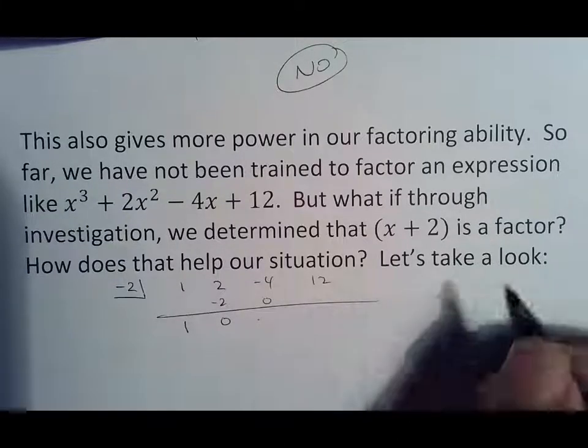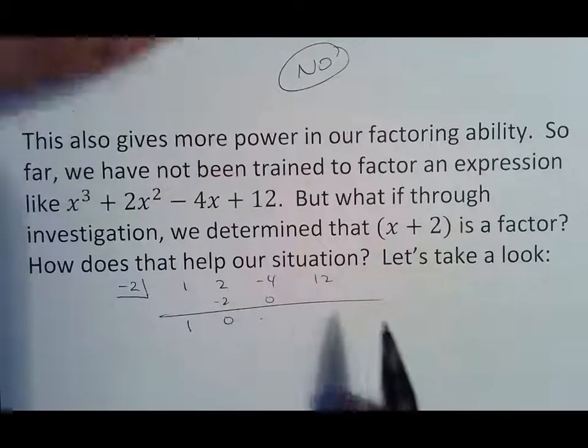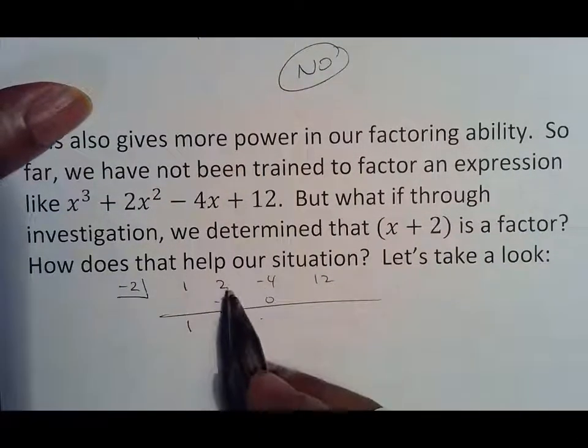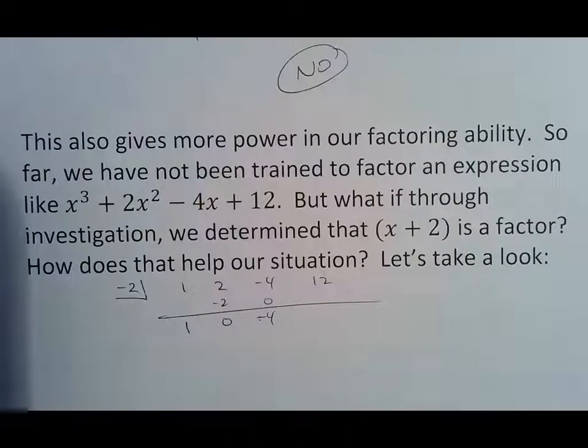What did I just get? What did I do to myself? 1, 2, negative 4, 12, negative 2, 0, 0. No, I messed up somewhere. Of course I messed up somewhere. Give me one moment, please.